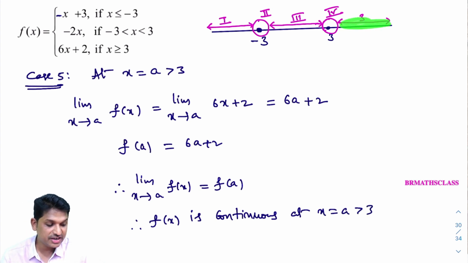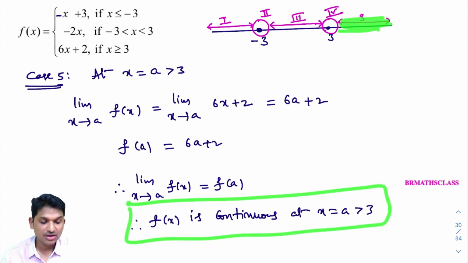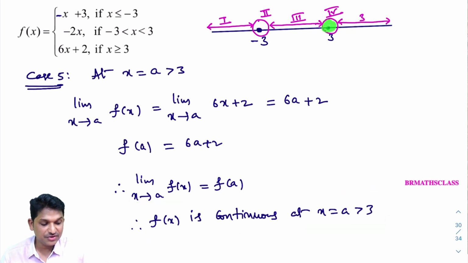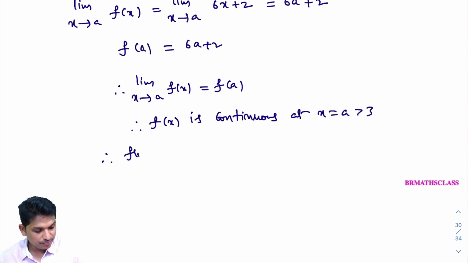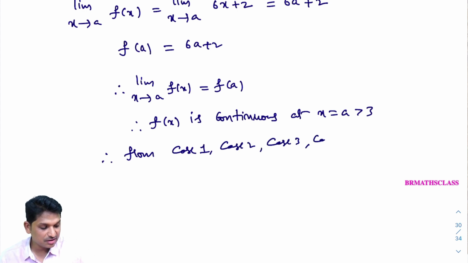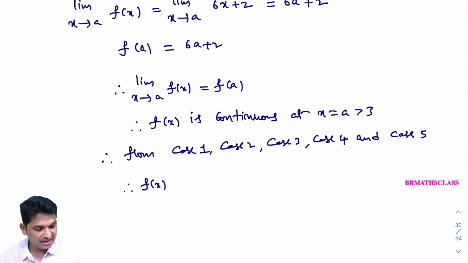So I checked the continuity in this zone, and I got that it is continuous. When I checked case 1, case 2, case 3, case 4, all those things, the given function is discontinuous at this point only. So I'll conclude. Therefore, from case 1, case 2, case 3, case 4 and case 5, what can I say? I can say that f of x is discontinuous. Where?